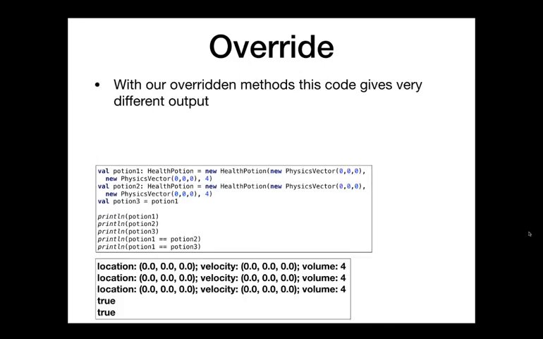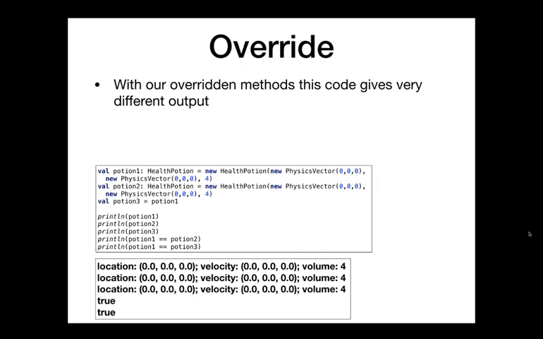So now when we run this code, we get significantly different behavior. We have two health potions, potion 1 and potion 2. They're different potions, they're stored references to different potions, but they do have the same volume. So they're going to be true now. When we compare potion 1 and potion 2, their volumes are the same, they're both health potions, return true. These are effectively equal according to our definition of equal that we just wrote.